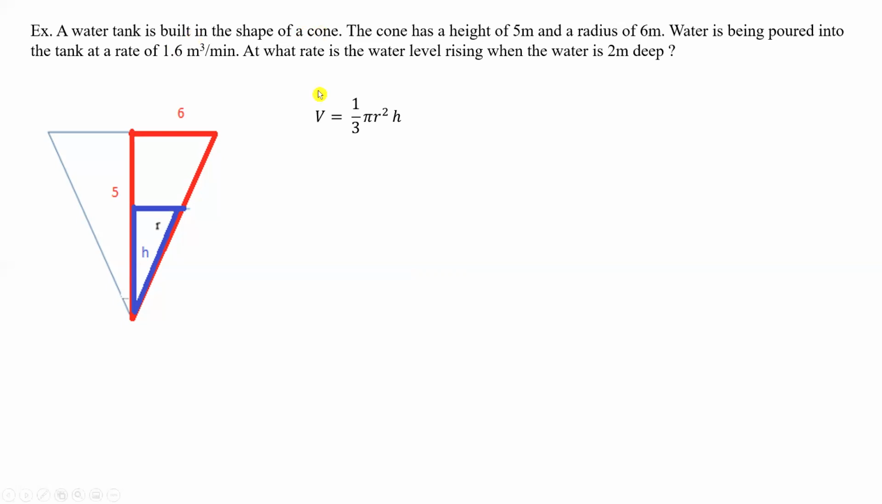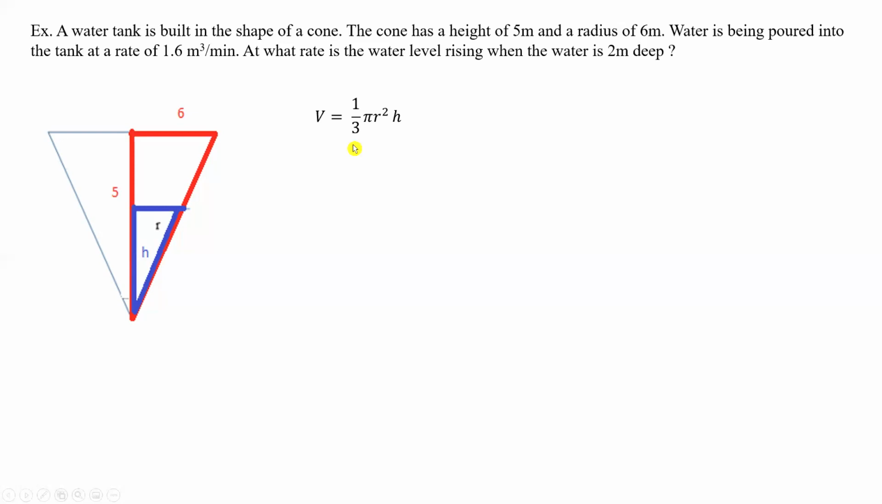Now, here's what's new today. Count your variables. 1, 2, 3. Count your rates. 1.6 meters cubed per minute is a rate, and they're asking for the rate of the water level rising. 3 variables, 2 rates. We're in trouble. If we try and solve the equation, we'll be missing some information. If you have 3 variables, you need 3 rates in order to be able to solve anything.